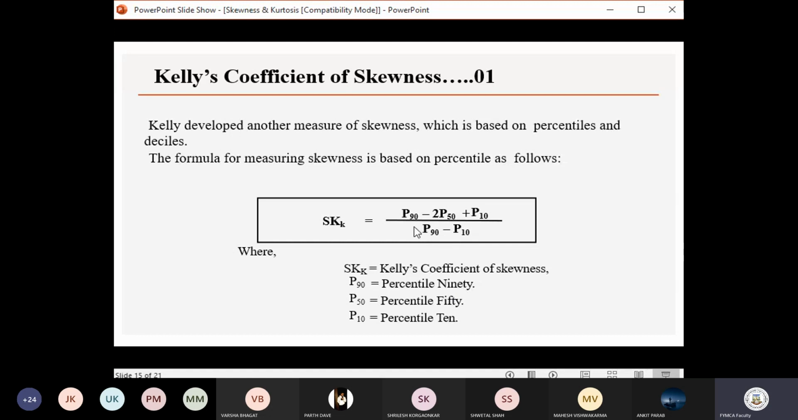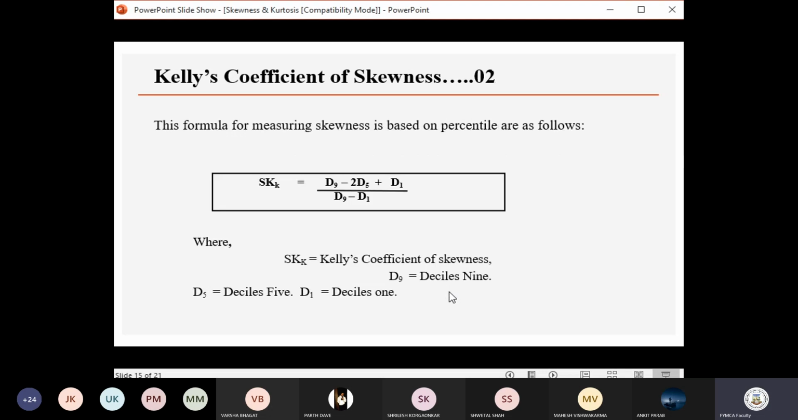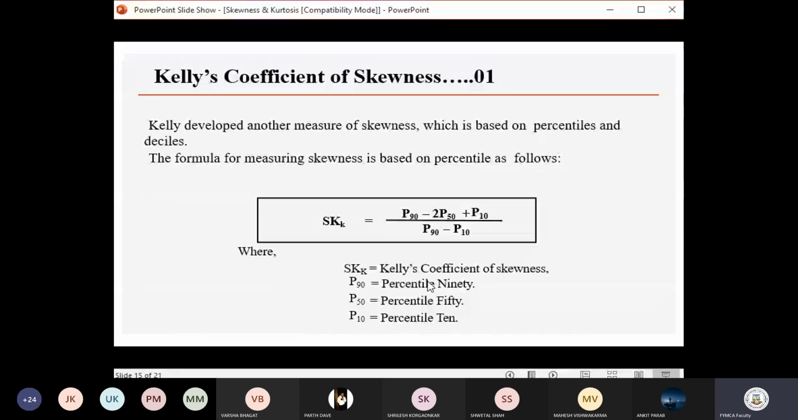So it is the 90th percentile minus 2 times of... you can simplify this, you can write this formula as P90 plus P10 minus 2 times P50. What is P50 here? That is called the median. It is nothing but the median.